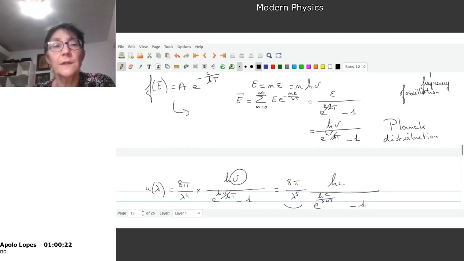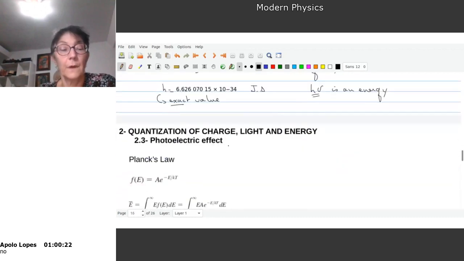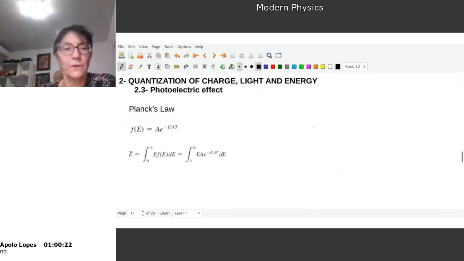And actually this is, let me see, let me take here a figure of the book, the Tipler. Okay, so this is... I think here this is photoelectric effect. This is not the photoelectric effect.